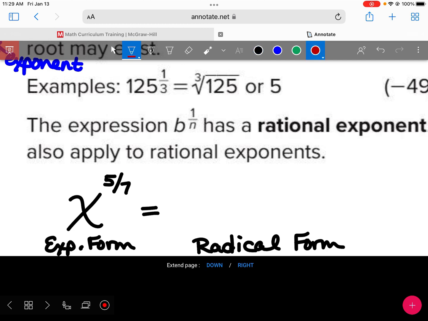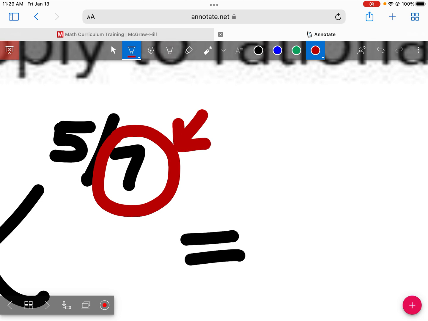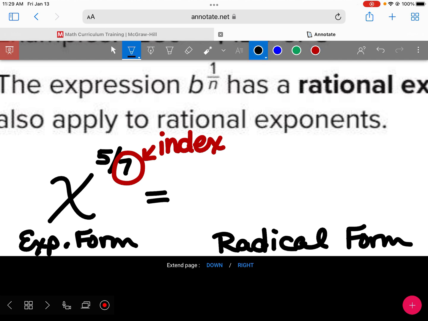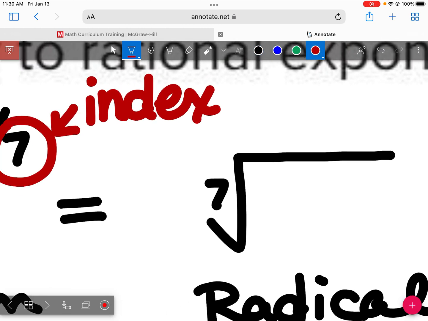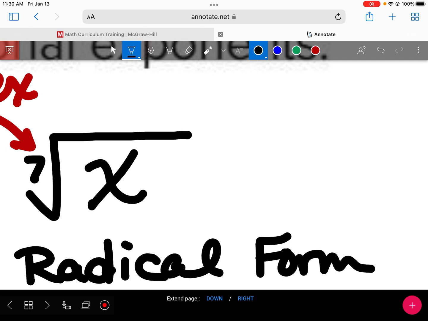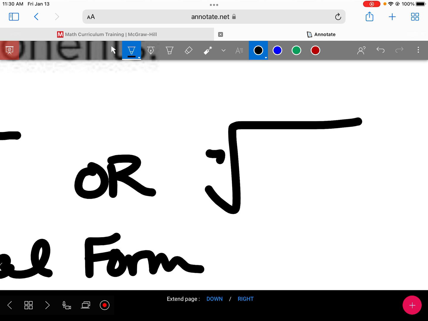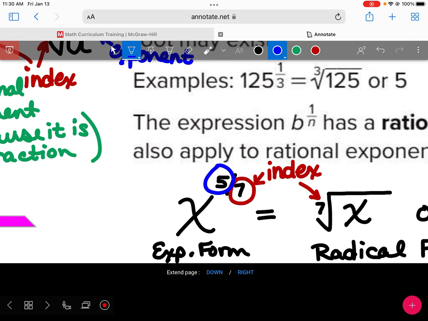What's the index here? I'm looking right down here. The 7 is the index. The denominator is your index. So when I go to put this in radical form, the 7 goes out here. So the x is going to go underneath. It's going to become my radicand. And I said there were two different ways that I could write this. They look different, but they have the same meaning, and it has to do with where I put my exponent.